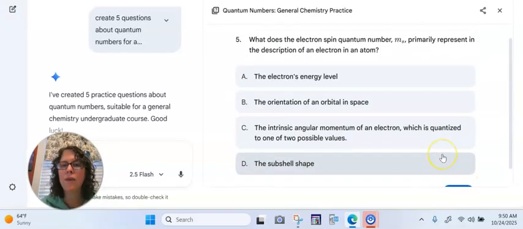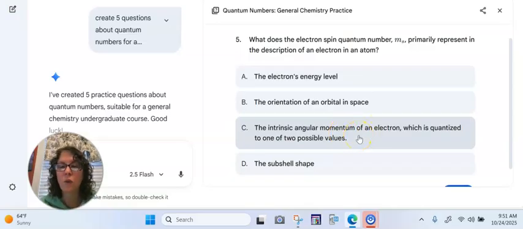Let's check it out. What does the electron spin quantum number M sub S primarily represent in the description of the electron? It is really getting down to the actual electron. It's not the energy level, that's the n value. It's not the orientation of the orbital in space. This is going to be the intrinsic angular momentum of an electron, which is quantized by one of 2 possible values. I like how they're saying there's only 2 possible values.